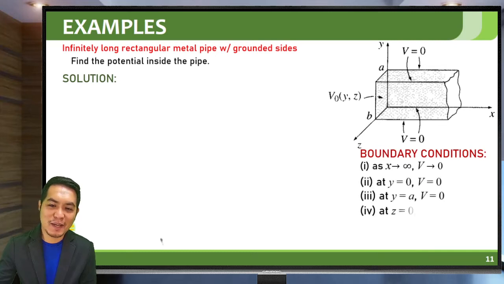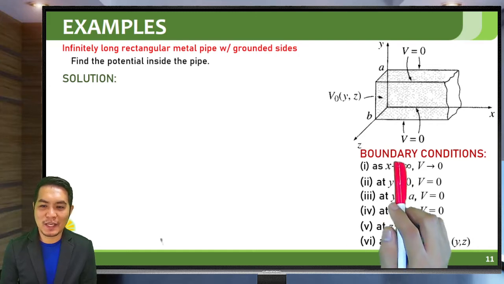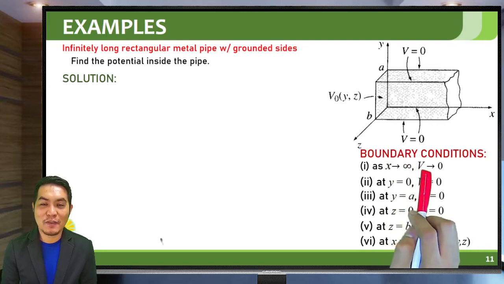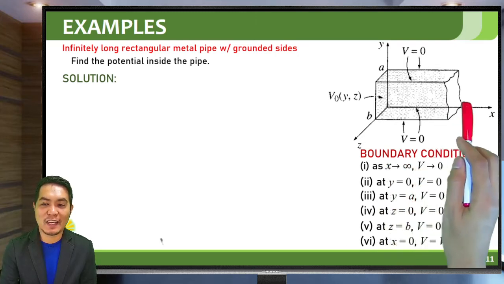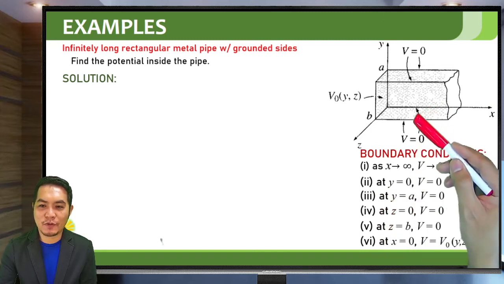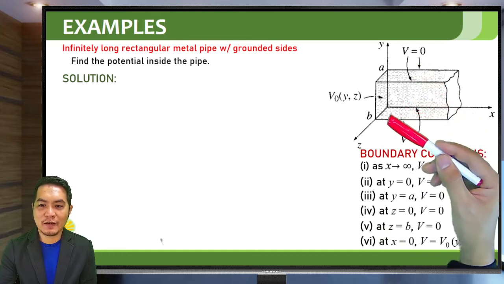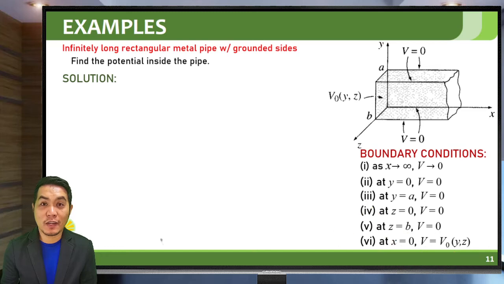So you will actually have 6 boundary conditions for this problem. So these are the boundary conditions. At x approaches infinity, V must approach 0. So we are referring now to the 6th, or the last side of the box, the side at infinity. And y is equal to 0, y is equal to a, z is equal to 0, z is equal to b. So we are pertaining to the 4 sides here: the upper side, lower side, the front, and the back. They're all grounded, so their potentials are all 0.